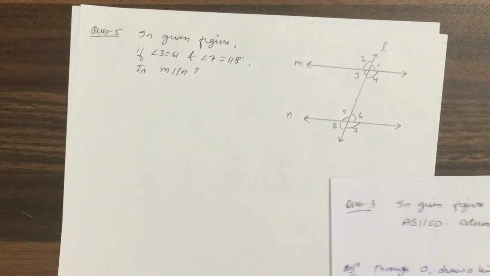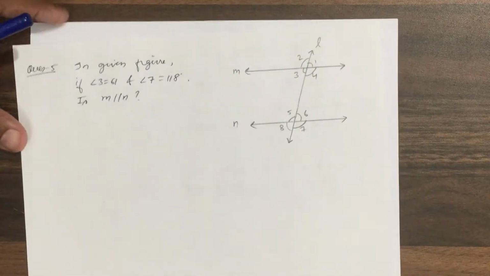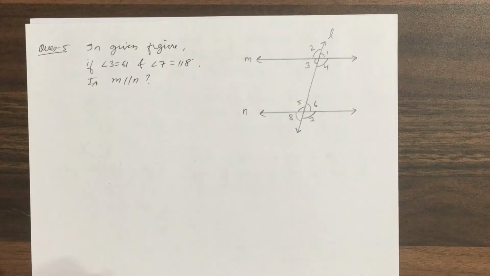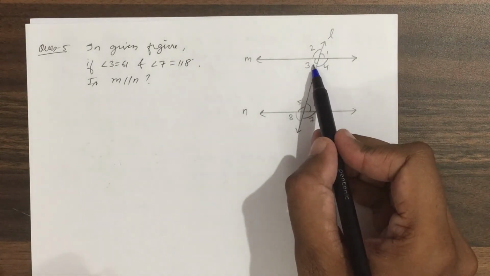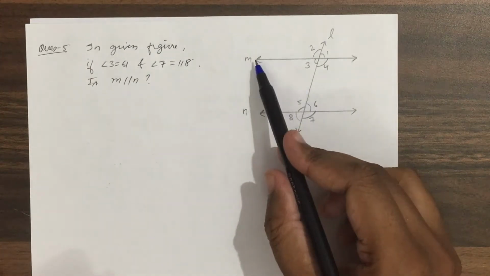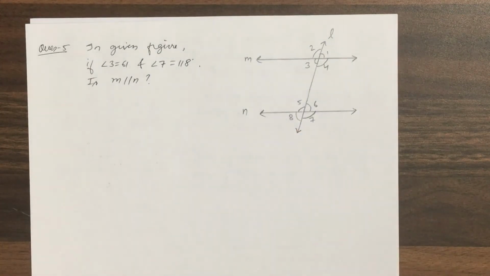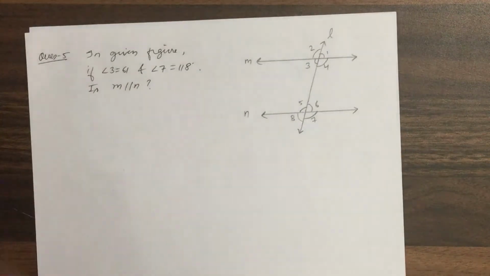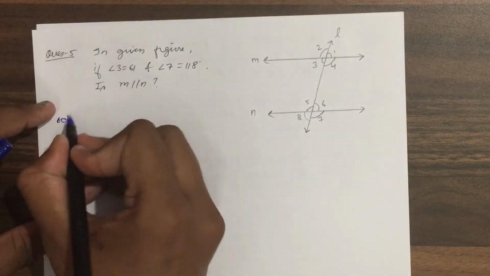Now come to the next question. It says that in the given figure angle 3 is given to you as 61 degree and angle 7 is given to you as 118 degree. You have to find whether line M is parallel to N or not. Okay. So solution.